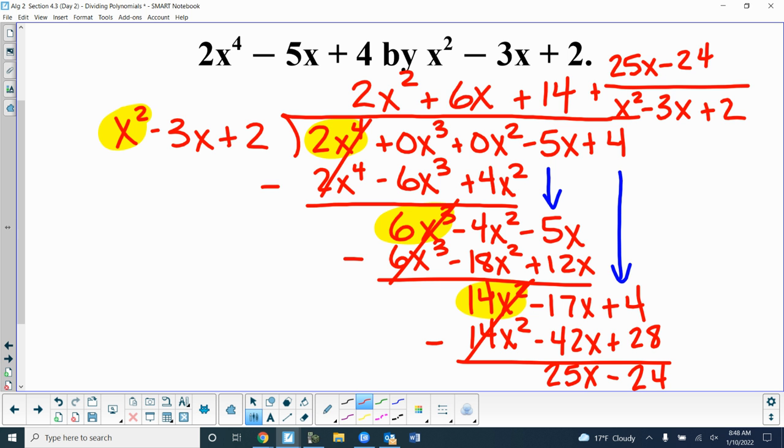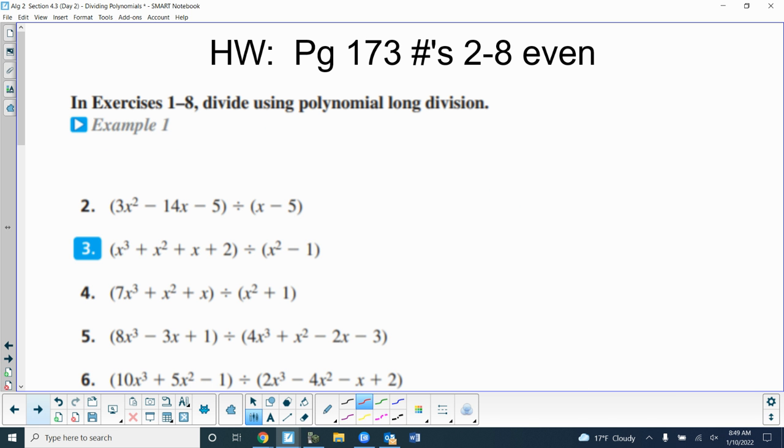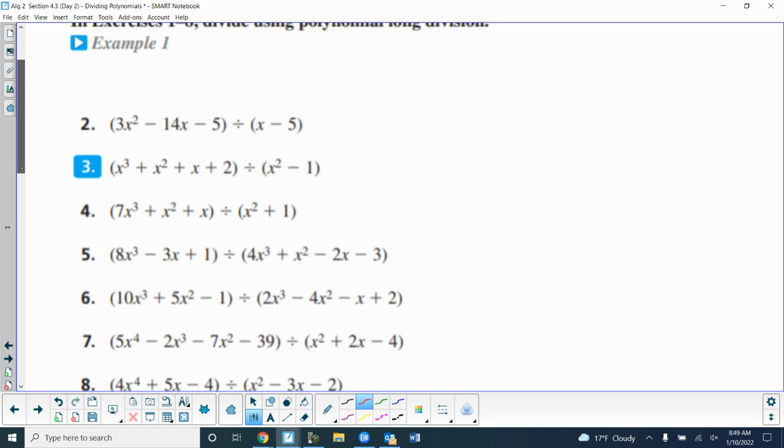Hopefully. All right, today is called synthetic division. You'll like this a lot better. It's a lot quicker. It's a shorthand method. All right? Well, there were our problems.